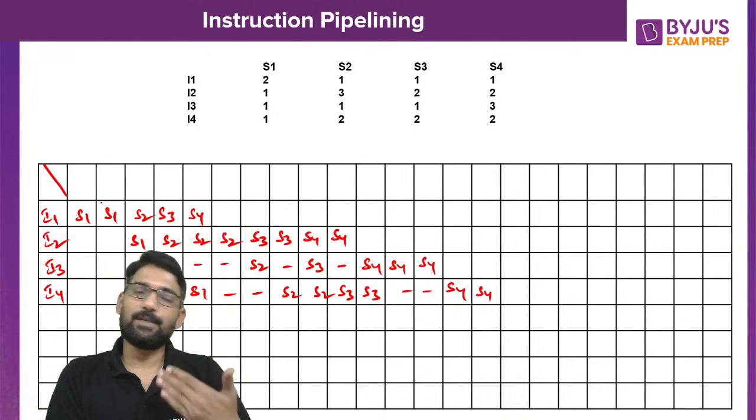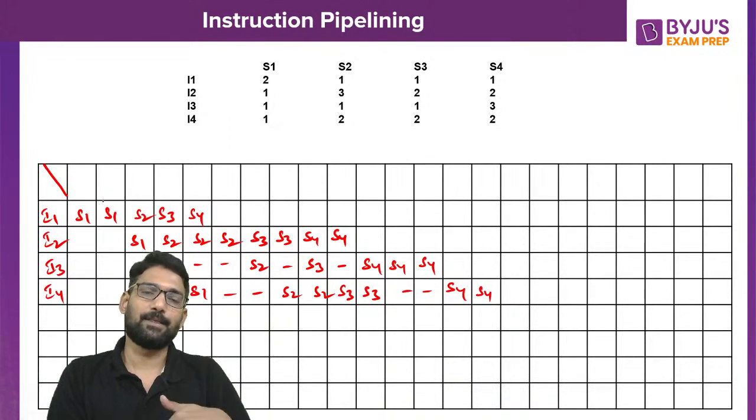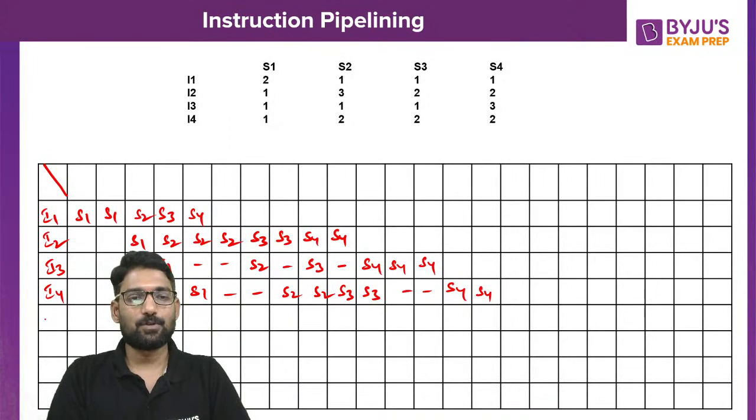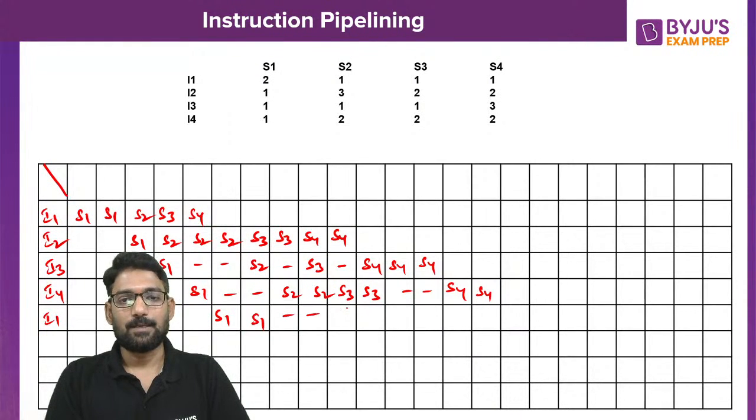But we have to execute these 4 instructions again in the continuous pipeline. So please continue. I1 again: S1 takes 2 clock cycles, S2 1 clock cycle, S3 1 clock cycle, S4 1 clock cycle.